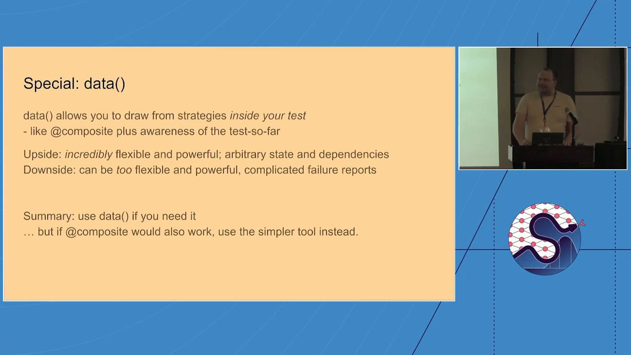And then data is kind of like composite, but it runs inside your test function. So the upside of this is that it's incredibly flexible and powerful. You can choose what kind of value you want Hypothesis to give you based on what your test has done so far and how your code has behaved. The downside is that this is incredibly powerful and flexible. And that means that the reports that Hypothesis gives you about what happens have to be a little more complicated because it's not just arguments to your function.